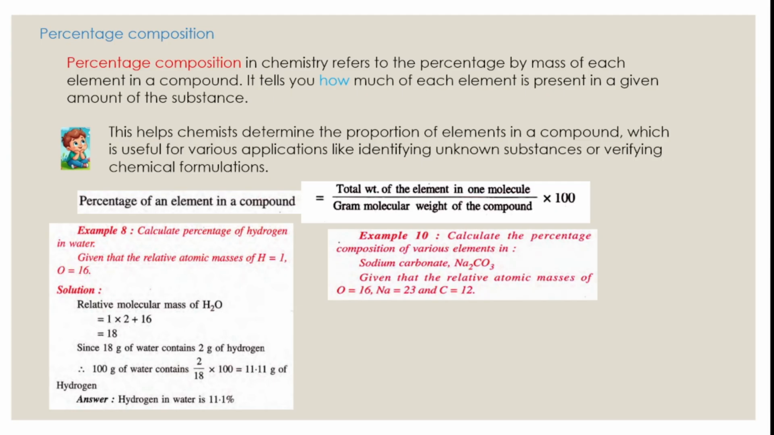Percentage composition gives us an idea about the weight or the mass of an element that is present in a compound. What is the mass? It may be in grams mainly. How many grams of a particular element is present in the whole compound? We can easily calculate that with the help of a formula. So let us explain it with the help of an example.